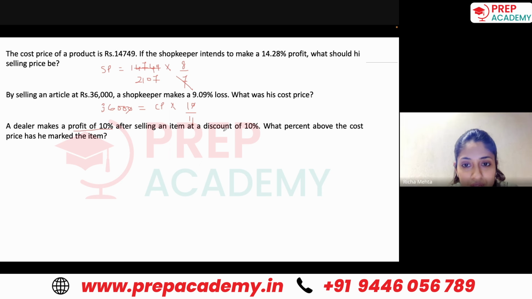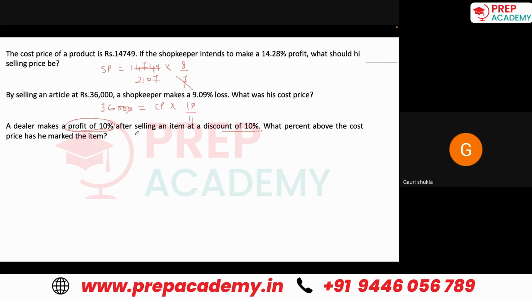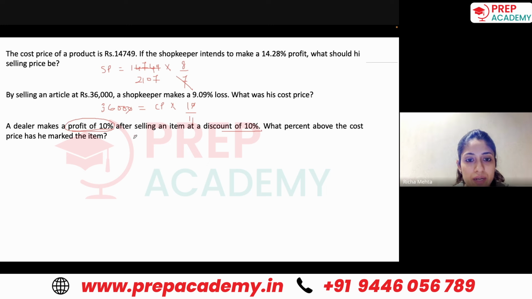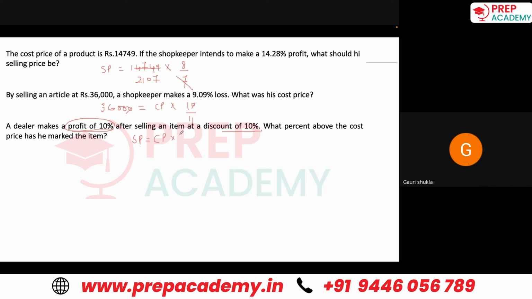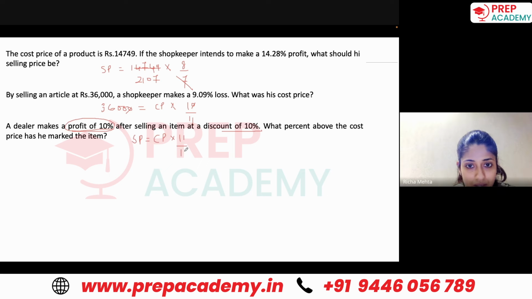Whenever you have a profit of 10% and a discount of 10%, I mean profit and discount percentage both together in one question, what you do is you try to compare the selling price in two different ways. What do I mean by that? First of all, when there's a profit in the picture, how do you relate selling price and profit? Profit is selling price minus cost price. Correct. So in the multiplier method, can I say selling price is nothing but cost price into what will be the multiplier in this case? 11 by 10. Correct. That is one thing.